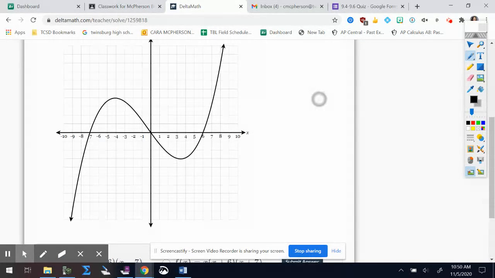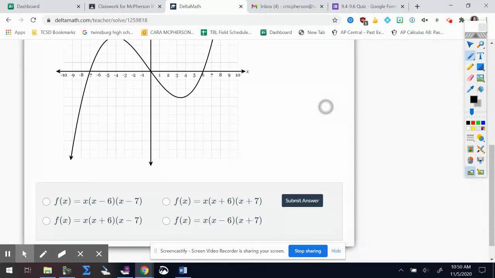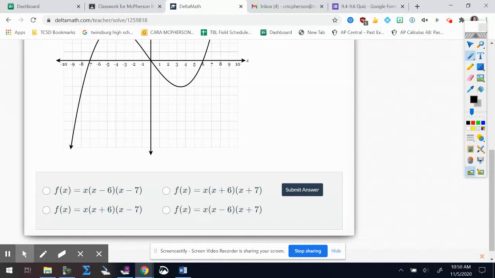So if I look at this, I can tell that my graph goes through the axis at -7, at 0, and at 6. So I'm looking for something that has a factor of x plus 7, a factor of just x, because 0 is a solution, and a factor of x minus 6, since 6 is a solution. So I'm going to look at all of them, see which one matches up. So I need an x, which they all have. I need an x minus 6, which the first one and the last one have, and I need an x plus 7. So that's going to happen for that one, and I'm going to submit it.